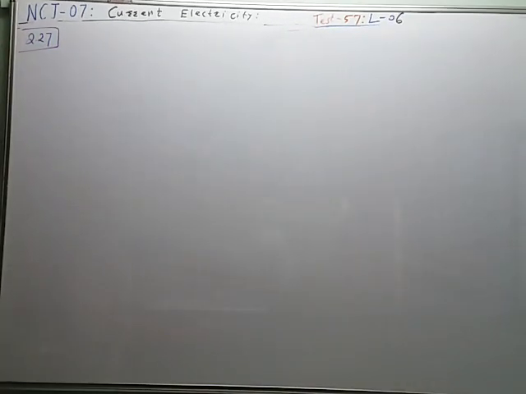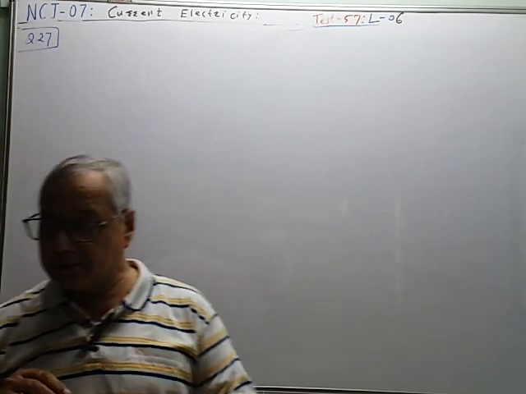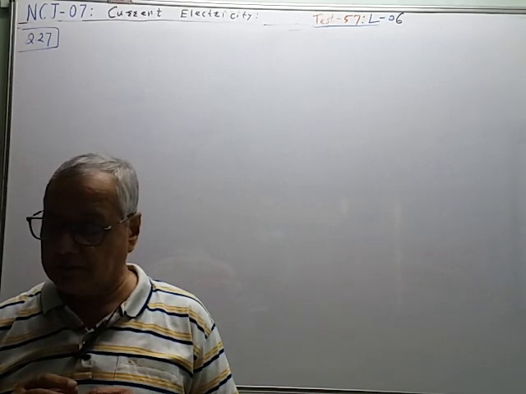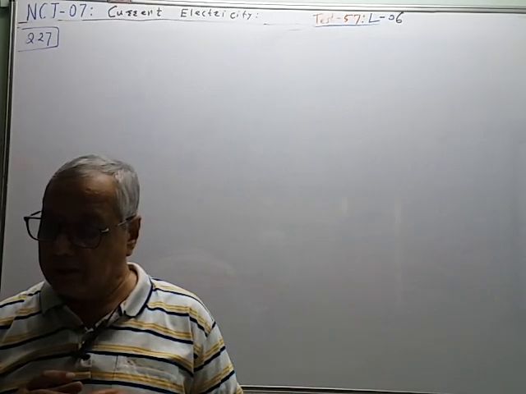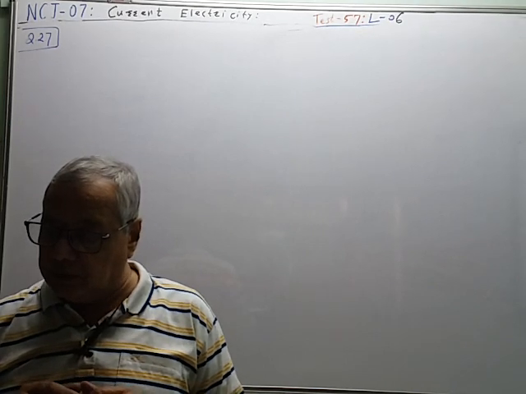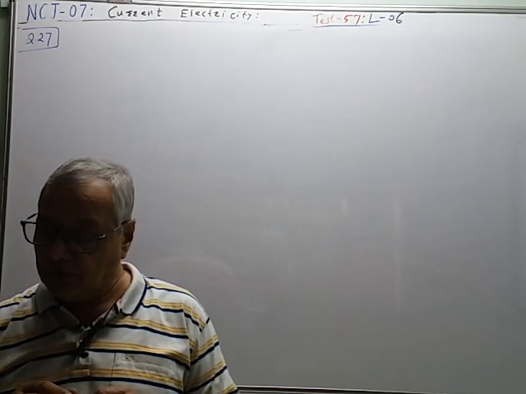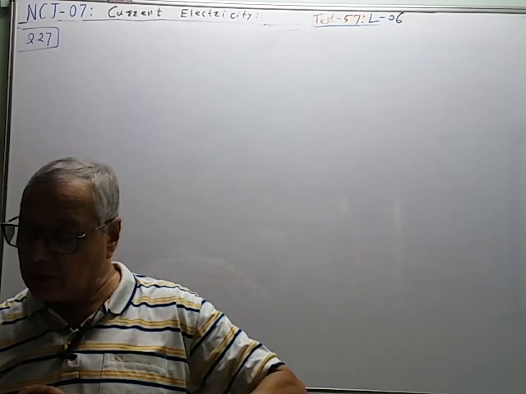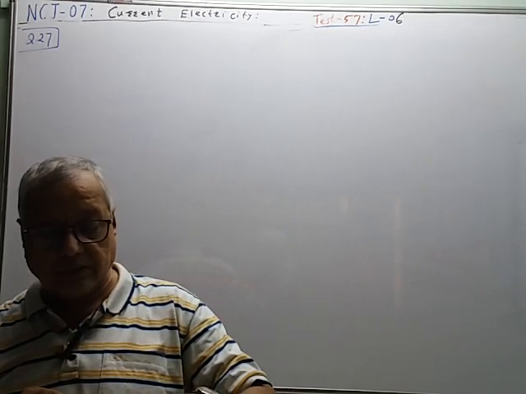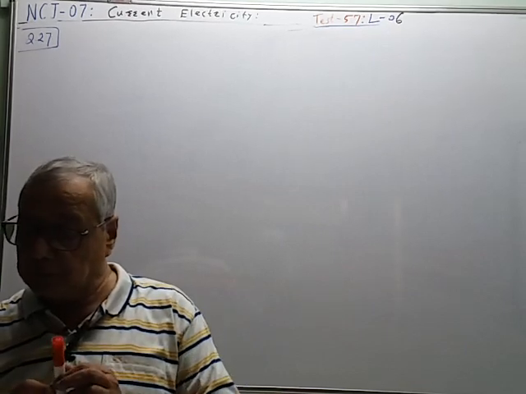Next, question number 27. The current passing through an ideal ammeter in the circuit given below is 1.25 ampere, 1 ampere, 0.75, 0.5, like this.